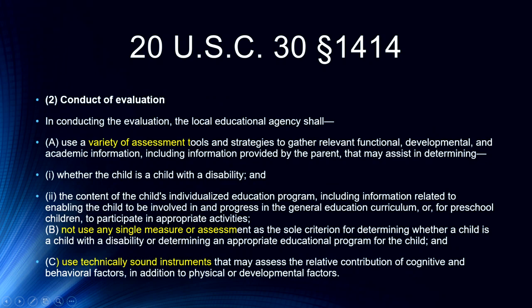That gets us then into how we evaluate under this law, and this I thought was really interesting. Fits right in with what we've been talking about. Here's how you are required to evaluate underneath this particular statute, and this is in section 1414. So first of all, you have to use a variety of assessment tools and strategies to gather relevant functional, developmental, and academic information, including information provided by the parent that may assist in determining whether the child is a child with a disability, and the content of the child's individualized education program, including information related to, and so on. So one of the things this does is it sets up, you have to have a specific treatment plan for each individual child that falls underneath this particular statute.